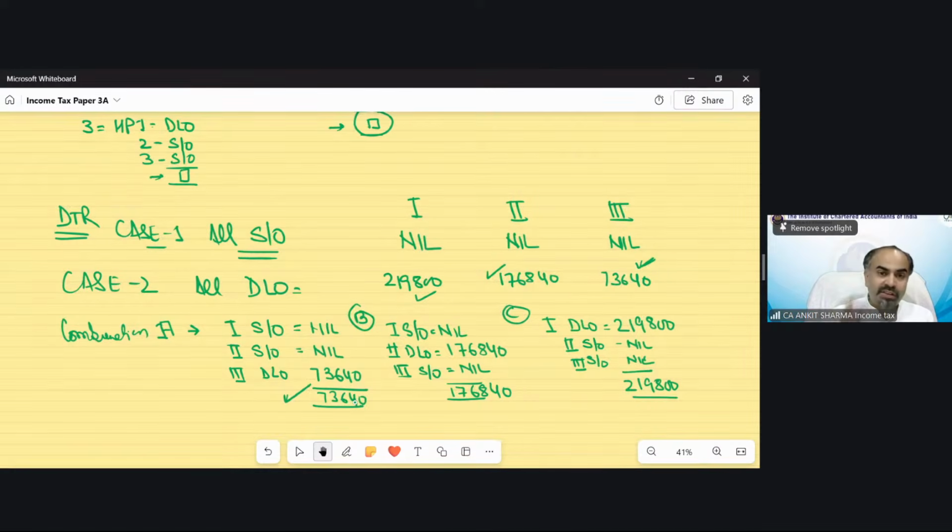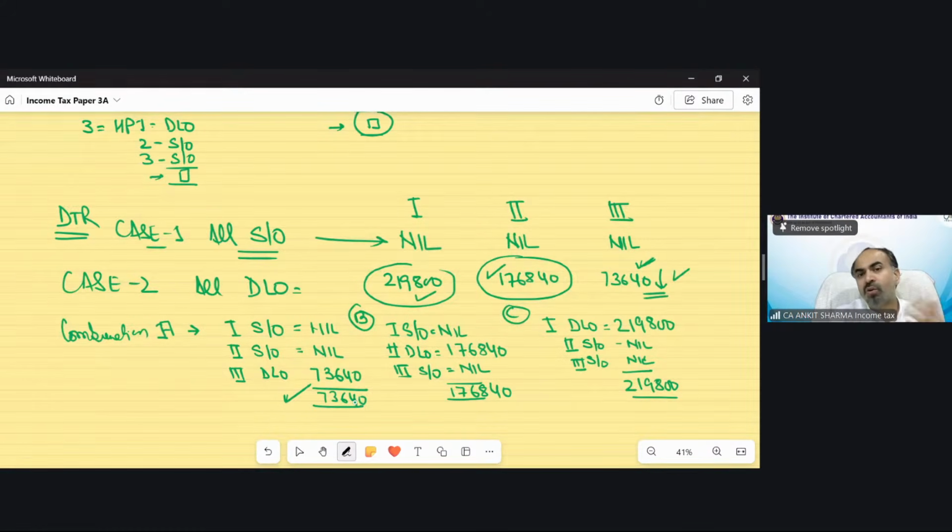So you need to consider property 1 and 2 as self-occupied, and you need to consider the third property as deemed let out. Under the default tax regime, there is no need to see the combination because these values are nil. So which property is having the highest value? Those two properties should not be considered as deemed let out. The property which is having the lowest value should be considered as deemed let out. The other two need to be considered as self-occupied, because there is no interest deduction. So this does not affect your answer.